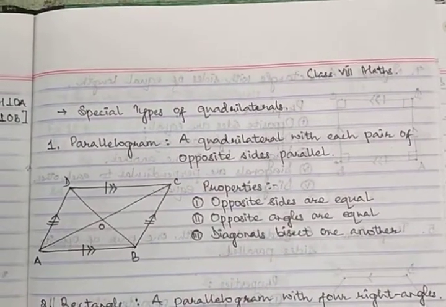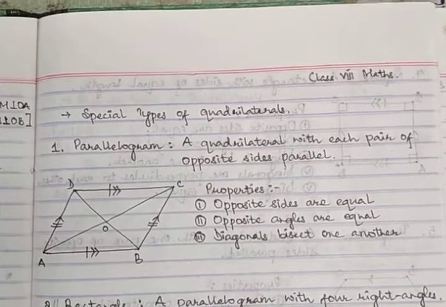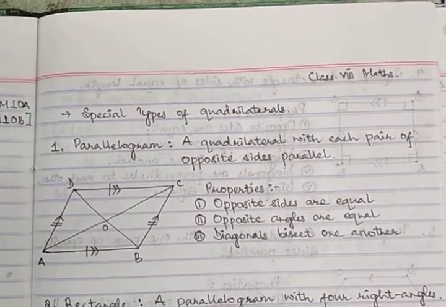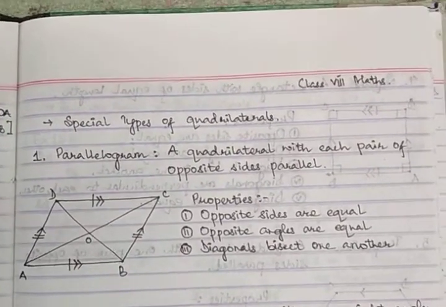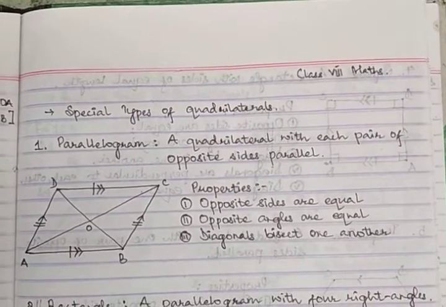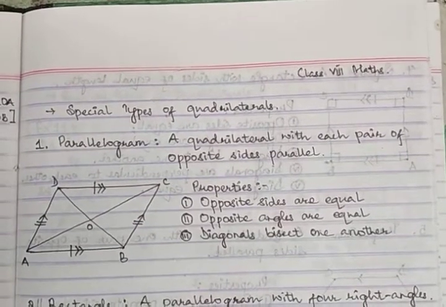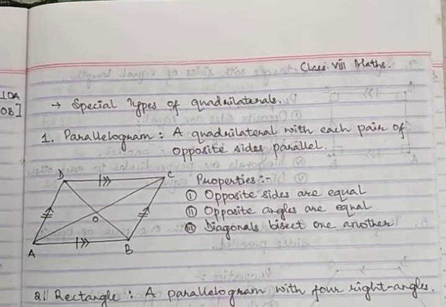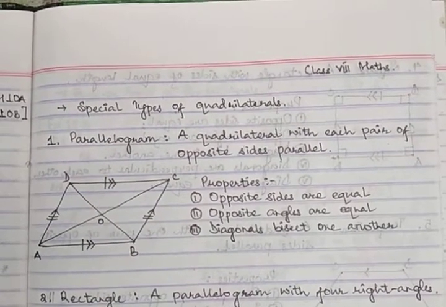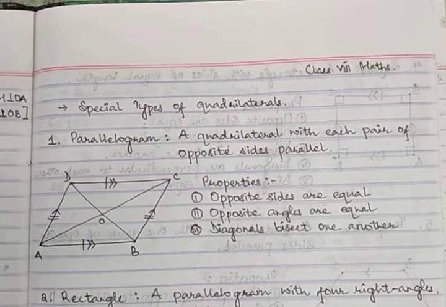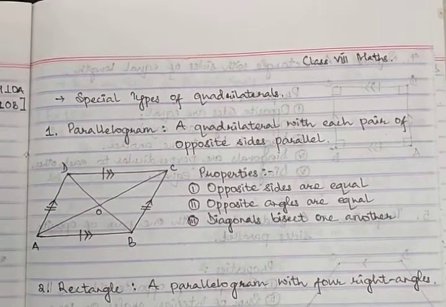Since we have started quadrilaterals, as you know, a quadrilateral is a four-sided geometrical figure, and there may be several different types of quadrilaterals, isn't it? So in this video we will be dealing with all the different types of possible four-sided figures. The topic for this one is special types of quadrilaterals. It's given in your book as well. The first one is the parallelogram.